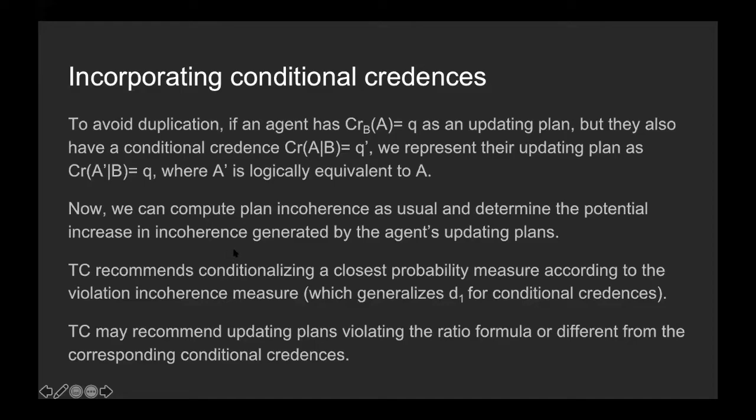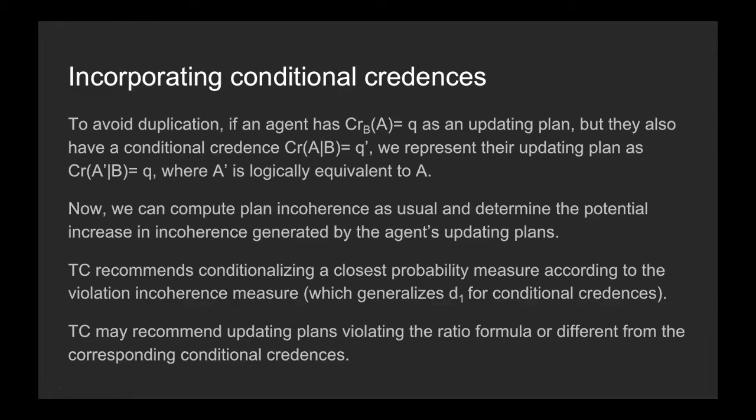But this is just making sure that our framework is not too impoverished, and we can represent both updating plans and conditional credences. Now, one thing that is interesting here is that tolerant conditionalization can recommend updating plans that violate the ratio formula, or updating plans that are different from the corresponding conditional credences, right? This can't happen in a coherent agent.